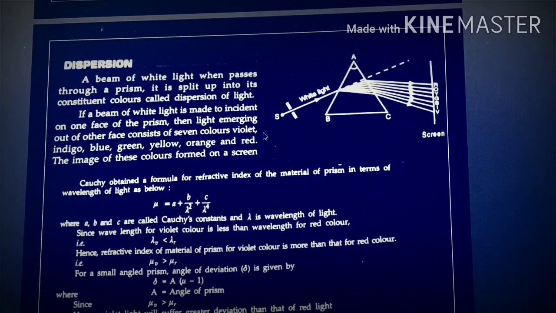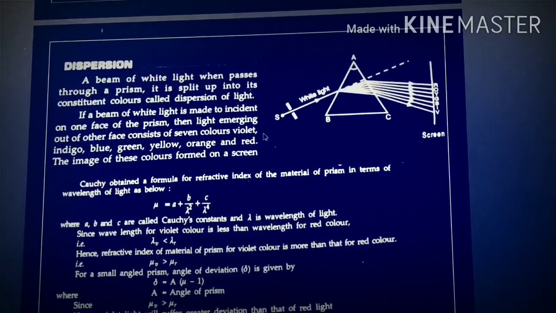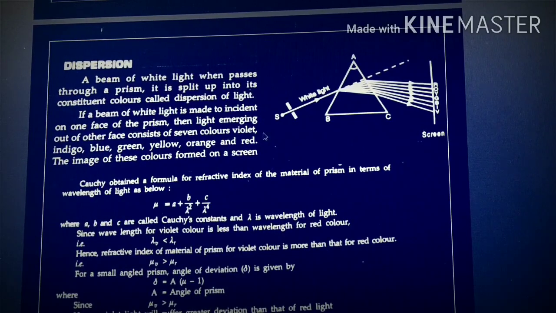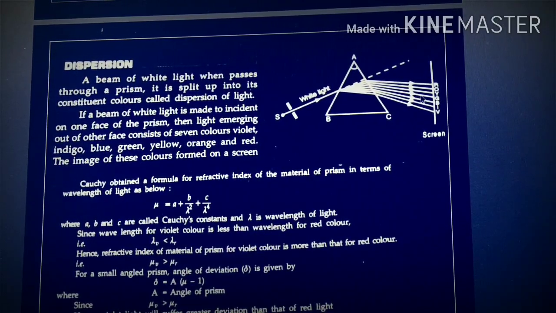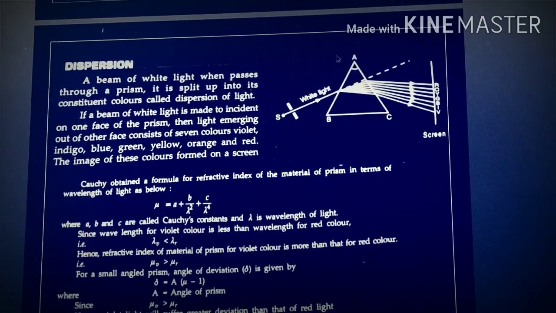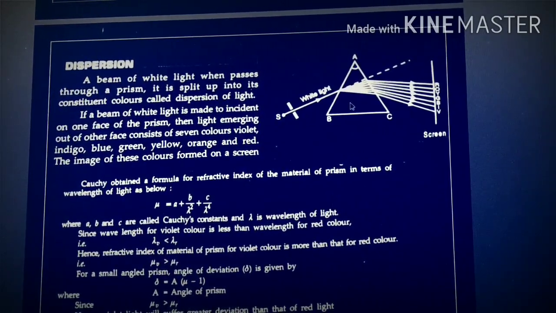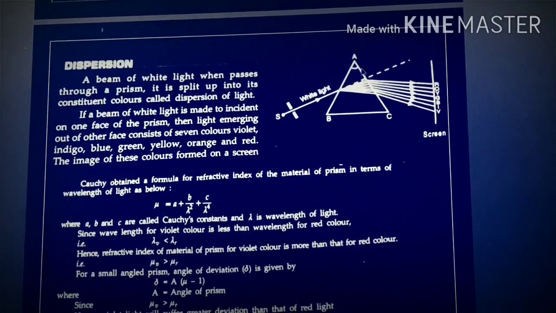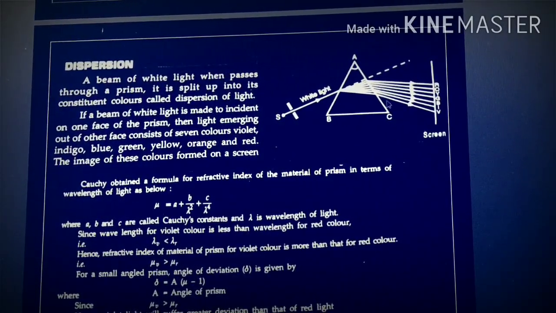So what is the dispersion of light? We already know that when a white light beam passes through a prism, it is split into its constituent 7 colors. This is called dispersion of light. This is the prism. It has two refracting sides, one is AB and another is AC.